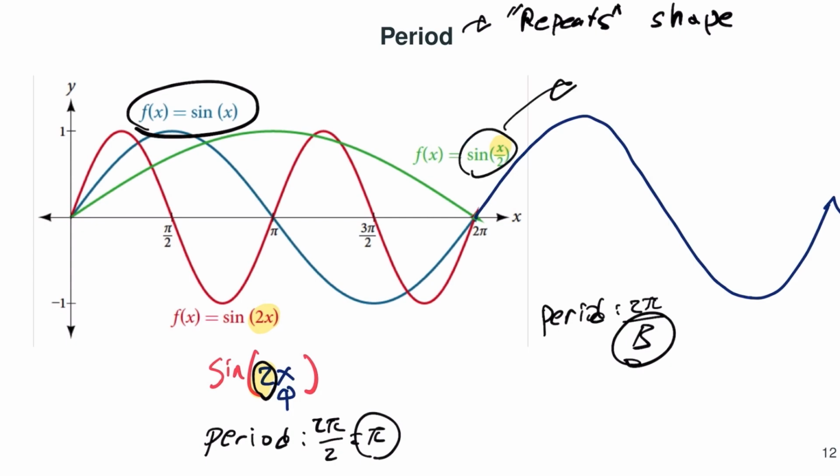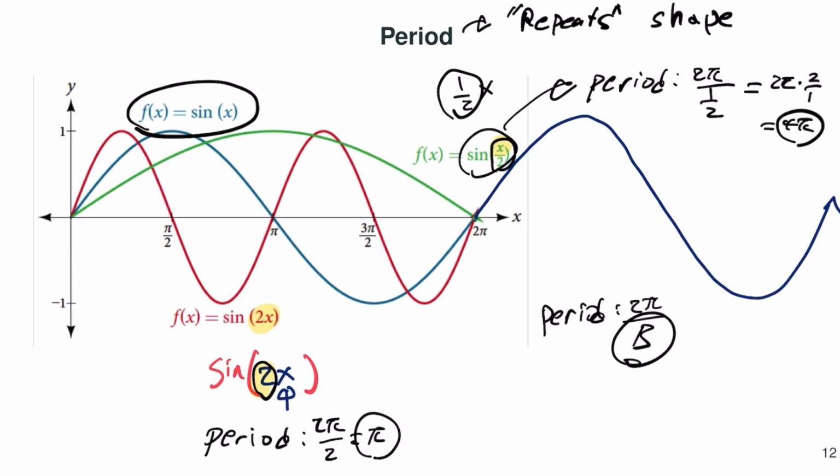For here, period is 2 pi over b. Here, this is the same thing as half times x. So 1/2 is multiplied. We get 2 pi times 2 over 1, which gives us 4 pi. So that's how we got 4 pi as a period for this function, sine of x over 2. So this is how a period looks when we apply it.